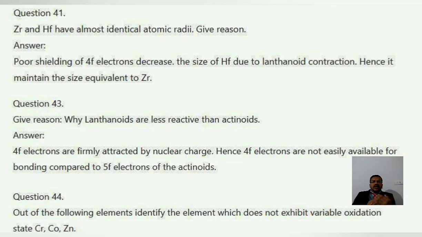But in actinoids it is the 5f that takes part. The 5f is a little farther away from the nucleus than the 4f, so the nuclear force exerted by the nucleus is not that much felt by the 5f electrons, and that is why 5f will be more reactive. The answer is that the 4f electrons are firmly attracted to the nuclear charge. Hence 4f electrons are not easily available for bonding compared to the 5f electrons of the actinoids.